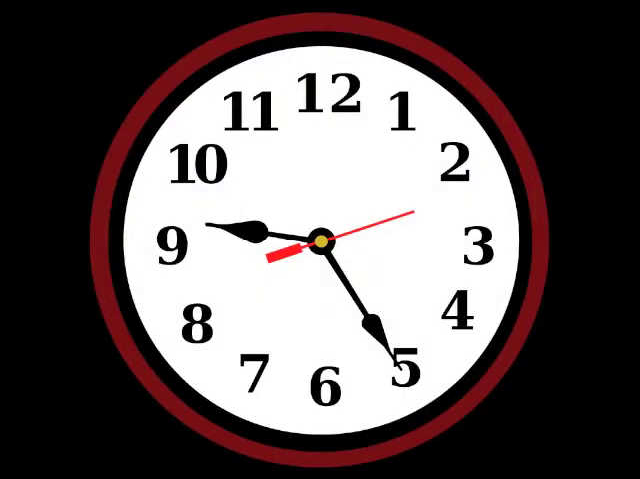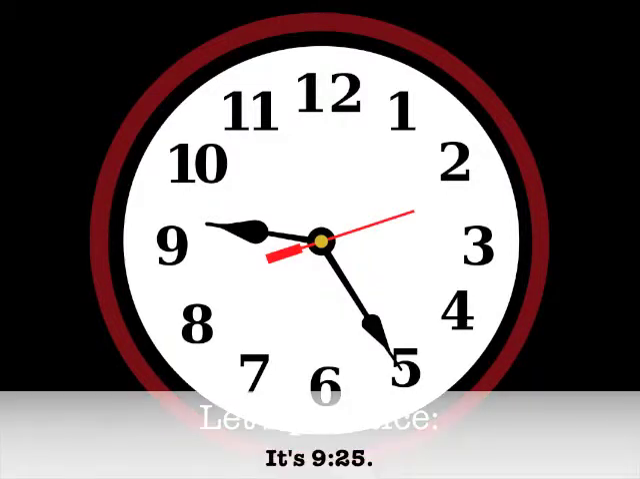Okay, let's try a tricky one since you guys are so smart at telling time. Look to the hour hand. What time is it? All right, once you have it, move over to the minutes. Look at the minute hand. Count by 5s to get to 5. So what time is it? If you guessed 9:25, you are right.